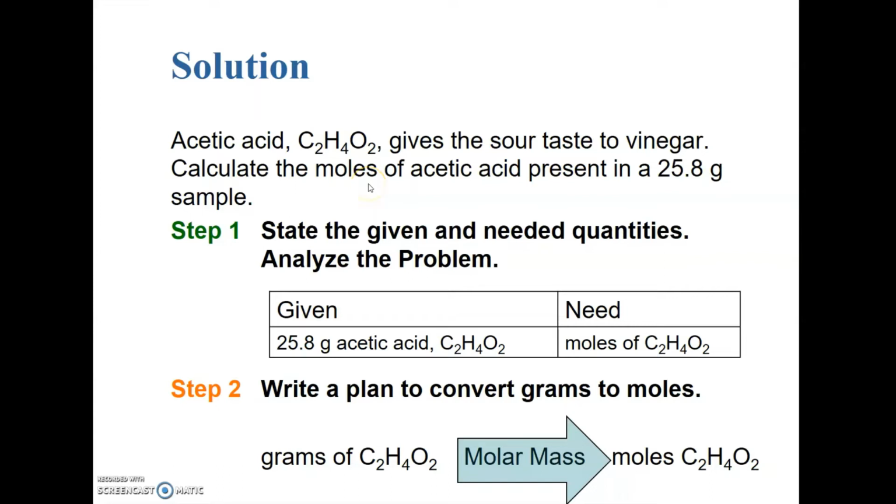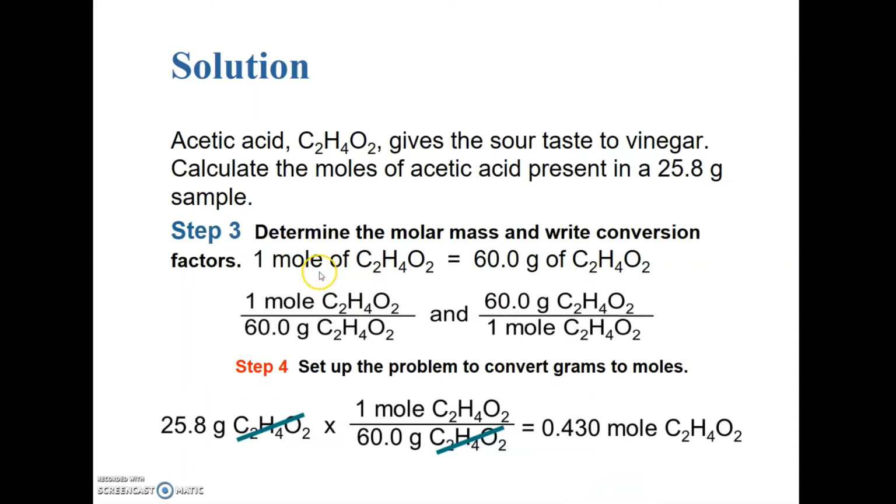In this problem, we are asked to do the same thing, but we are doing it for acetic acid, which is C2H4O2, and the amount that is given is 25.8 grams. We are asked to change 25.8 grams of acetic acid to the moles of acetic acid. So we are going from grams of acetic acid to the moles of acetic acid. As in the previous problem, we need to find the molar mass of acetic acid, and from what we know from the previous problem, it would be 60 grams of acetic acid.